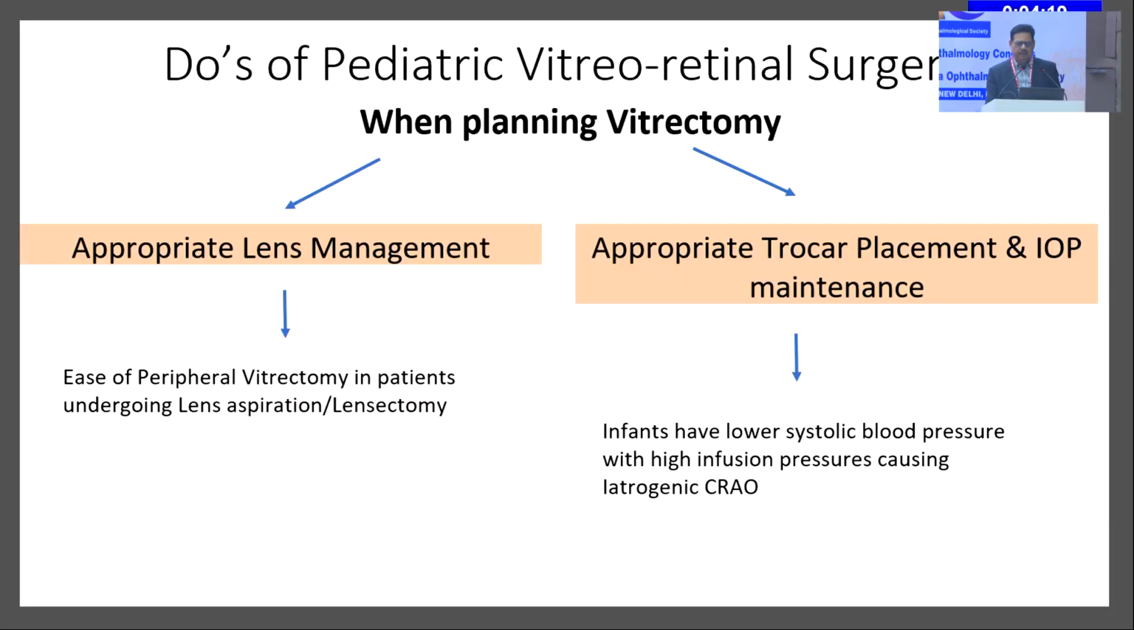If you want to plan for vitrectomy, you need two very important things. One is appropriate lens management. The other is the placement of the trocar when you enter inside, which is very important. Also, you should have good intraocular pressure when you are entering inside, and for this you have to have a good infusion.